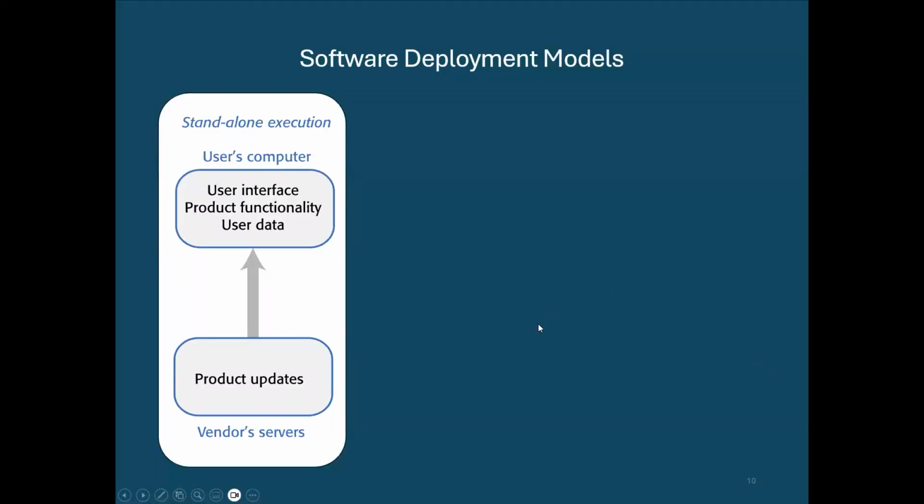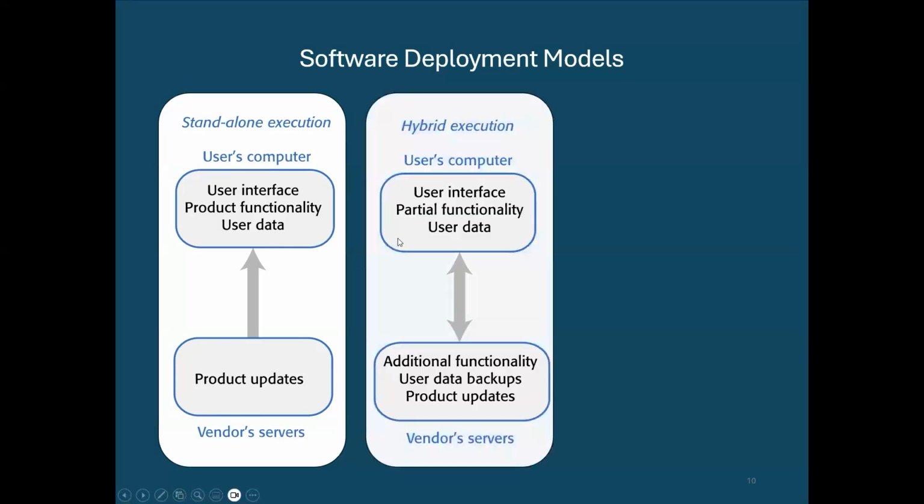Let's compare these models one more time here. We have vendors, servers, and user computers. For standalone execution, if we have some updates, it will all run on the user computer. User interface, product functionality, everything is on the user's computer, the same as Microsoft Word after we install it. Everything is on the computer of the user.